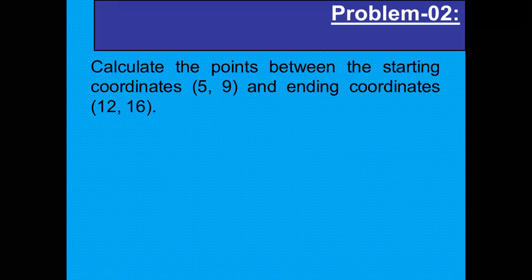So you are aware of all these three methods. Now you can use any of the three methods to calculate the coordinates between the initial and final points, and finally you have to draw the straight line.